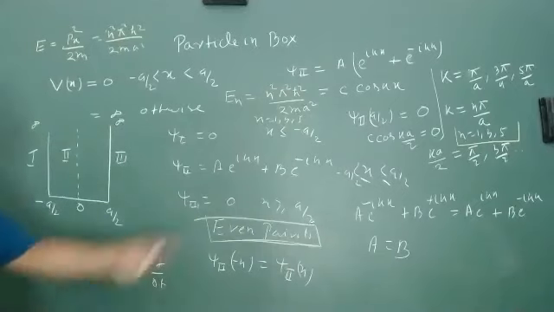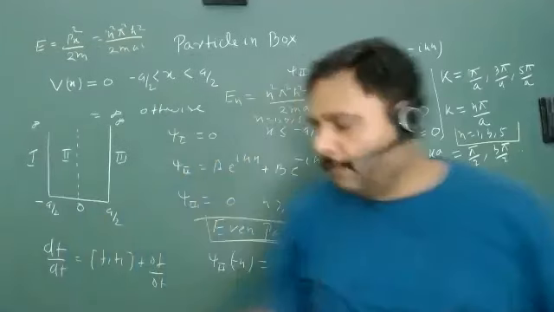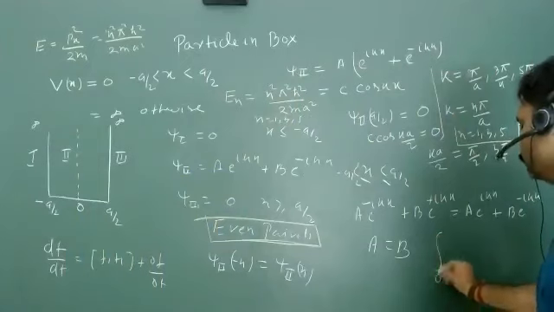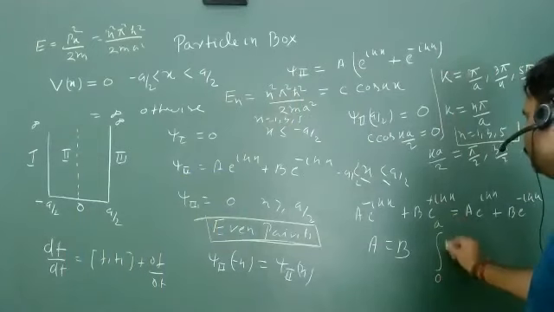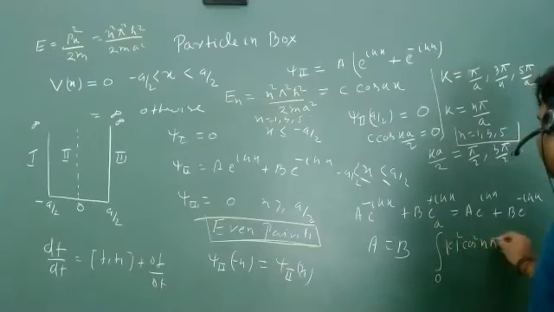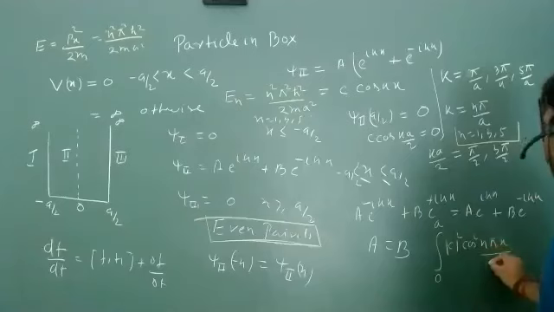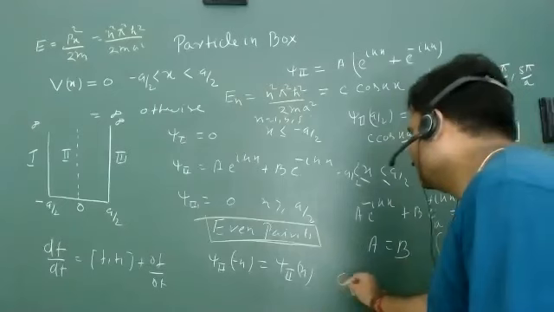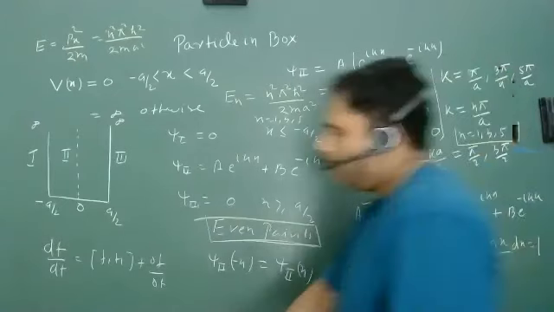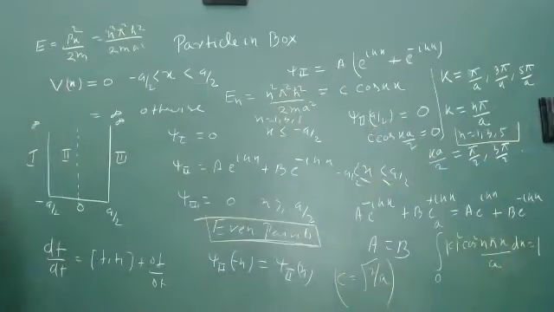And now we can normalize this particular thing and we can get the value of c. When you normalize, obviously we will go from 0 to a, and this will be mod c square cos square n pi x upon a dx must be equal to 1. You can easily get c is equal to again root 2 by a. So this is the whole story of even parity. If you have any doubt, you can just ask me.